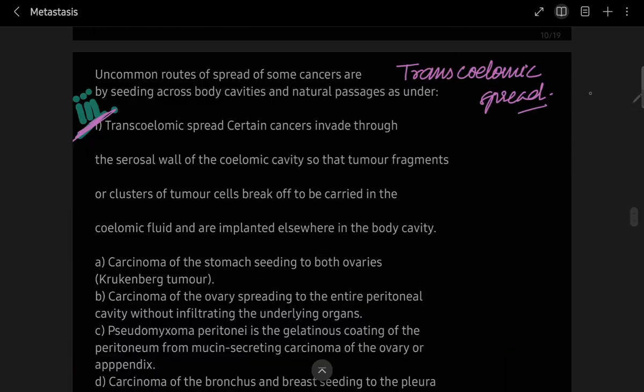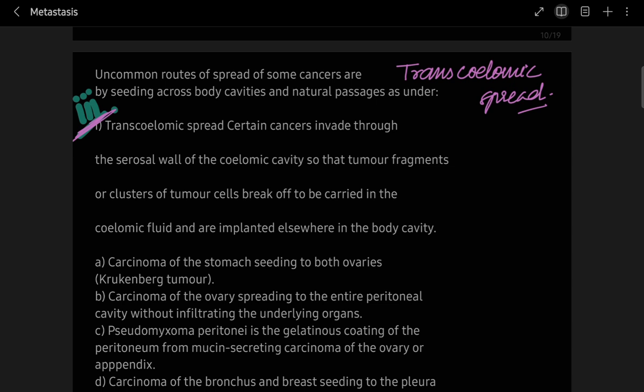Okay, coming to the most important, there is transcoelomic spread. These are uncommon routes of spread of some cancers by seeding across the body cavities, right, and the natural passages, like transcoelomic spread. Certain cancers invade through the serosal wall of the coelomic cavity, so that tumor fragments or clusters of tumor cells break off to be carried in the coelomic fluid and are implanted elsewhere in the body cavity.